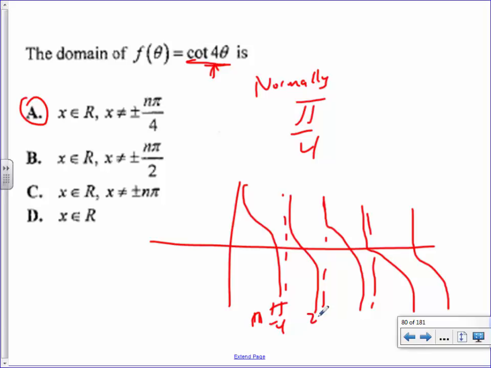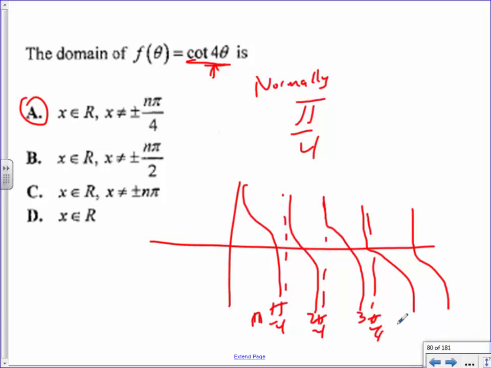So that's pi over 4. This would be 2 pi over 4. This would have been 3 pi over 4. This would have been 4 pi over 4. All because you squished it in. That makes sense?